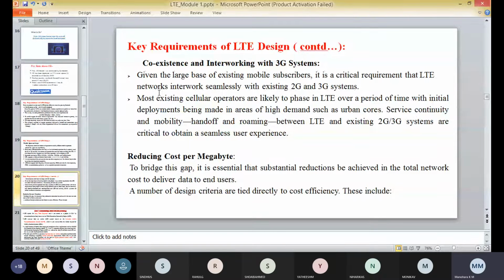Here most existing cellular operators are likely to deploy LTE over a period of time, with initial deployments being made in areas of high demand such as urban cores. So here the service continuity and the mobility and roaming between LTE and existing 2G or 3G systems are critical to obtain a seamless user experience.